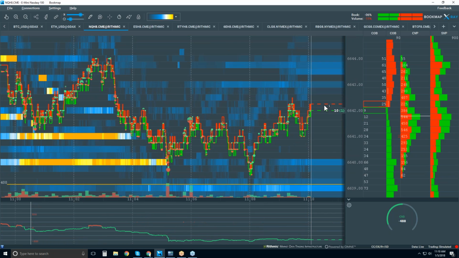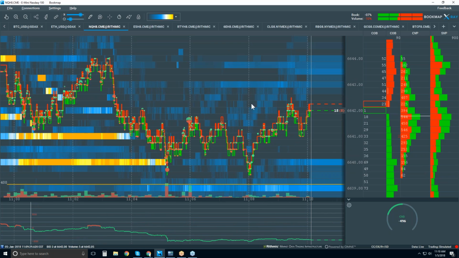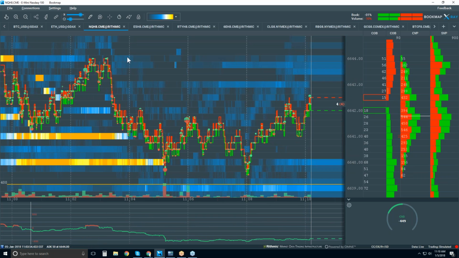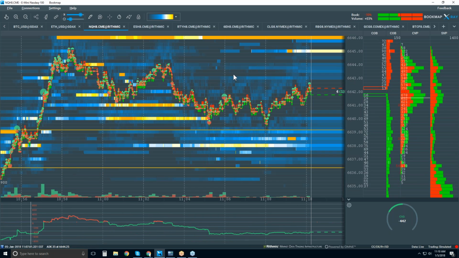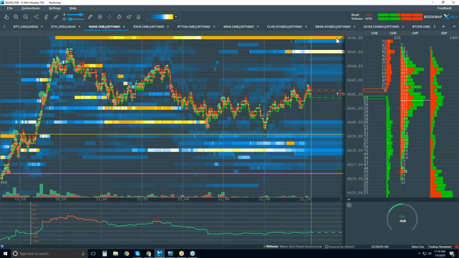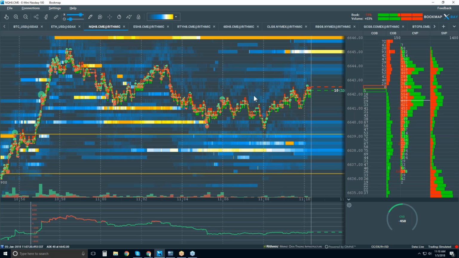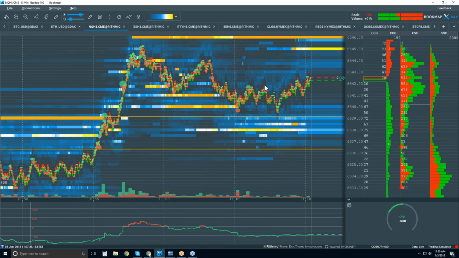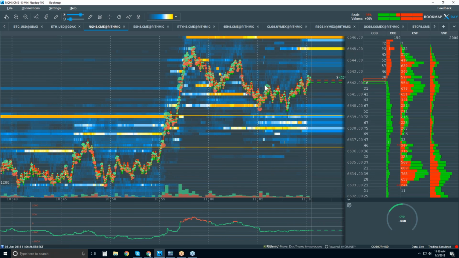Looking for the next stop, it would be up at this swing here around 44. And where are they providing liquidity? Targets would be 45 and 46. So any questions on that? I went through that rather quickly here.